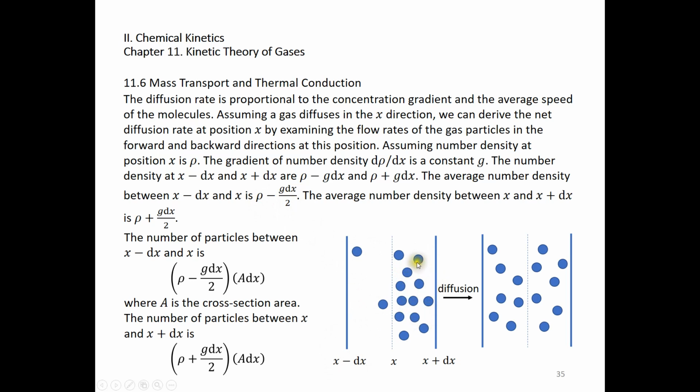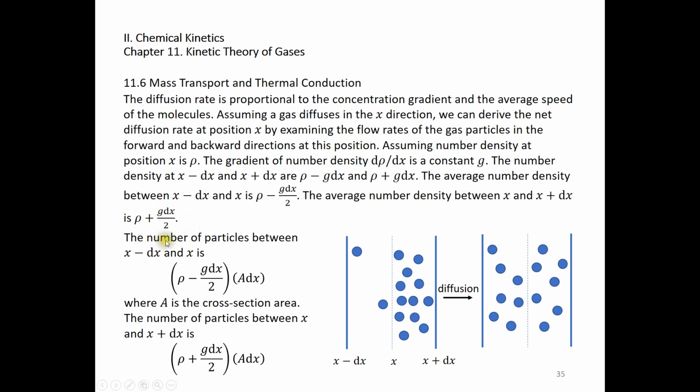What about the average density over here? Again, I'm going to take the average: over here it's rho, over here it's rho plus g dx. The average is rho plus g dx over 2. So we have a concentration gradient. The concentration on the left is lower than on the right. On the left, the average is rho minus g dx over 2. On the right, it's rho plus g dx over 2.